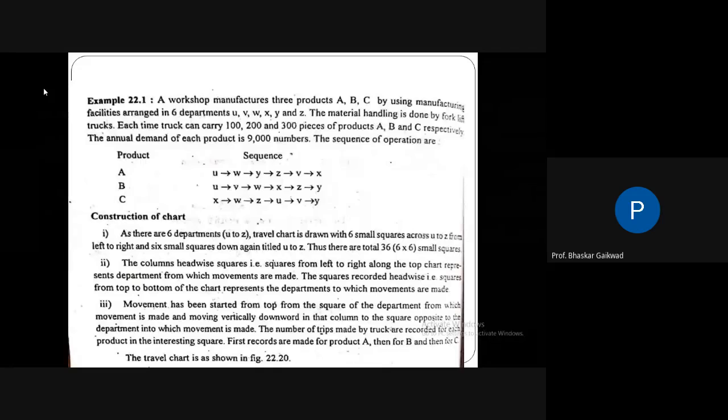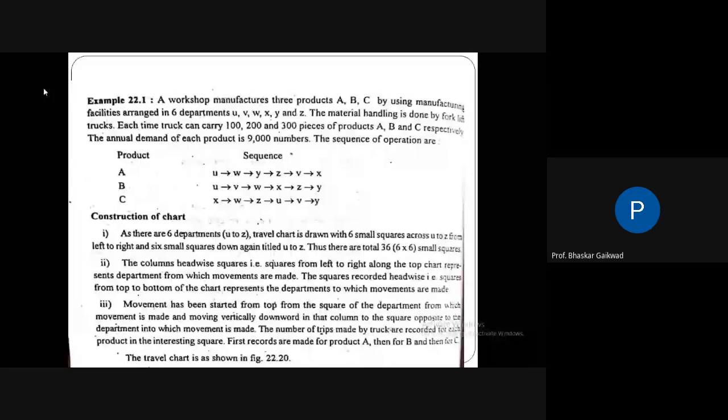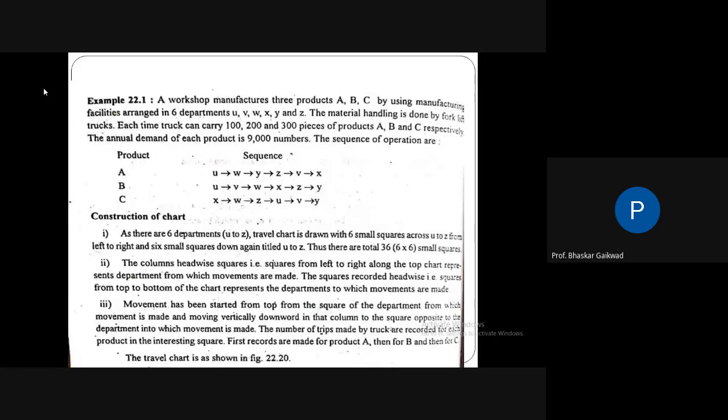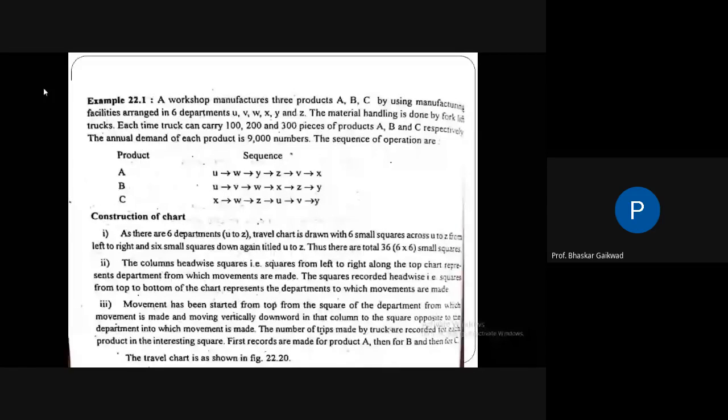Then second, the column headwise squares, that is the squares from left to right along the top of the chart, represent the sending department from which movements are made. From which department the product has been sent, that has been noted. The squares recorded headwise from top to bottom of the chart represent the departments to which the movements are made. So in the vertical line, the department is there, in the horizontal lines, the movement is there. Movement starts from the top, from the square of the department from which movement is made, and moves vertically down in the column to the square.